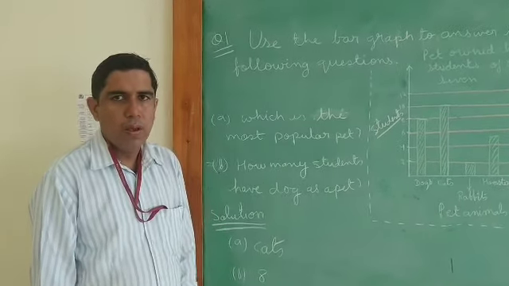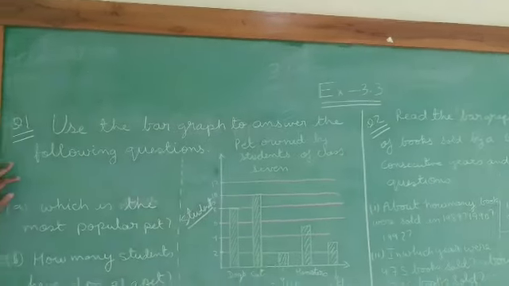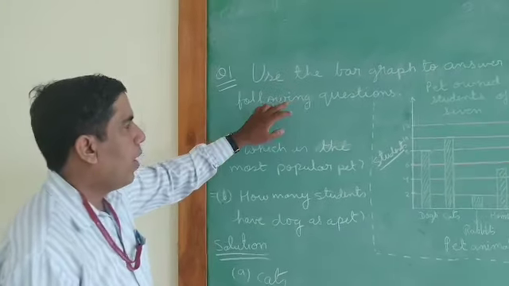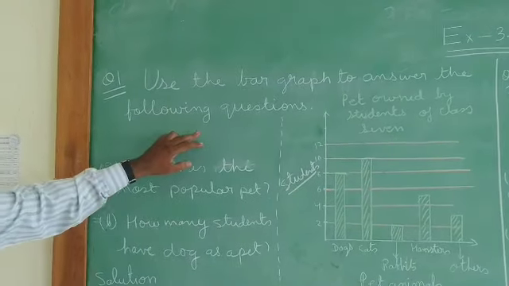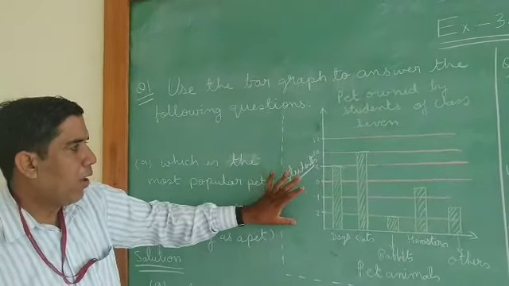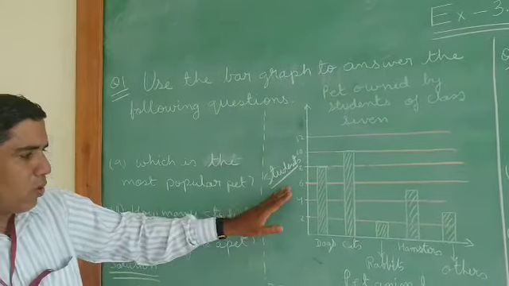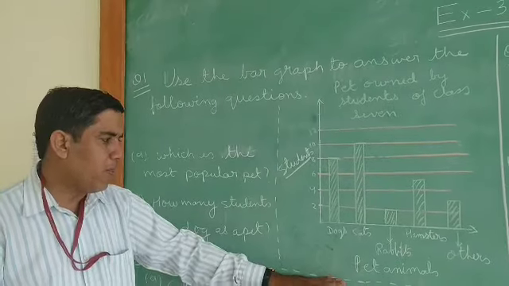Hello students, today we are going to discuss question number 1 of exercise 3.3. You see the question here: use a bar graph to answer the following question. This bar graph is given in the textbook, and I have drawn it on the board. On the y axis it is students, on the x axis it is pet animals.